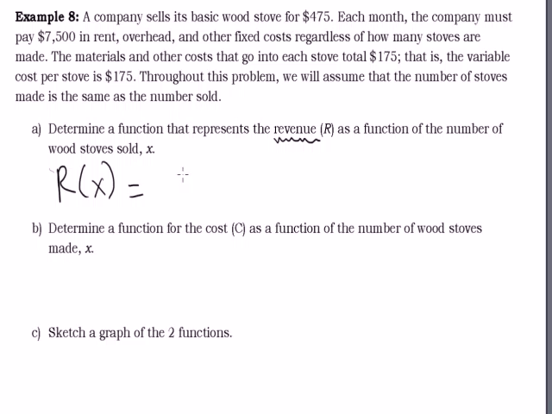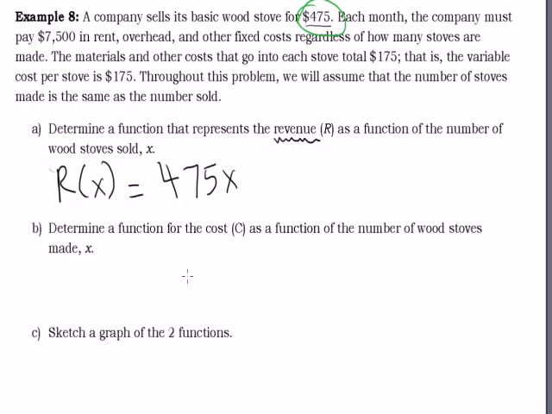Reading carefully back through the problem, we see that the wood stoves sell for $475 each. So each one sells for $475, and I'm selling x of them. The total amount I'm going to bring in should be 475 times the number I'm selling. So the revenue function as a function of x is 475x.